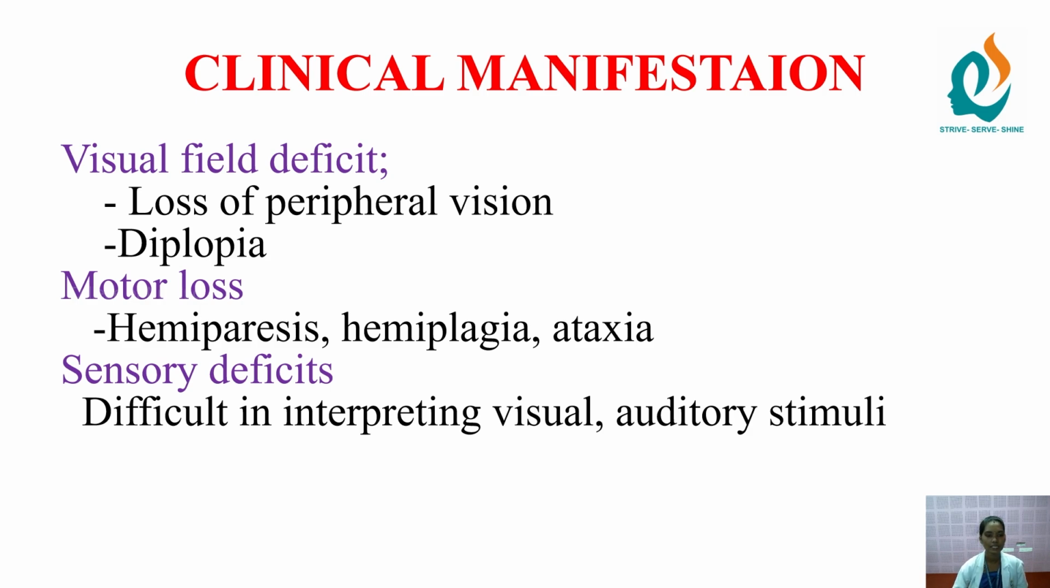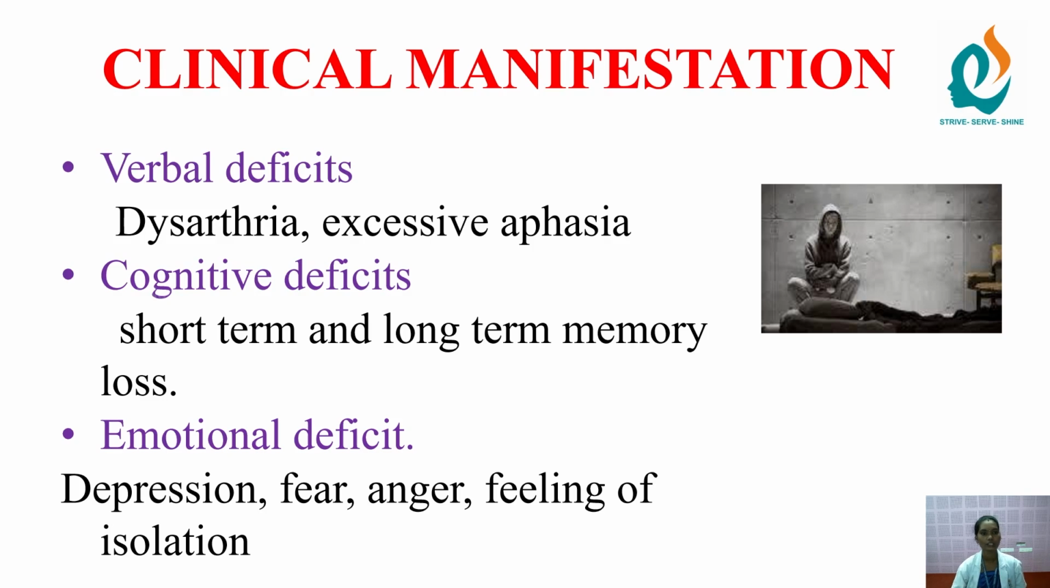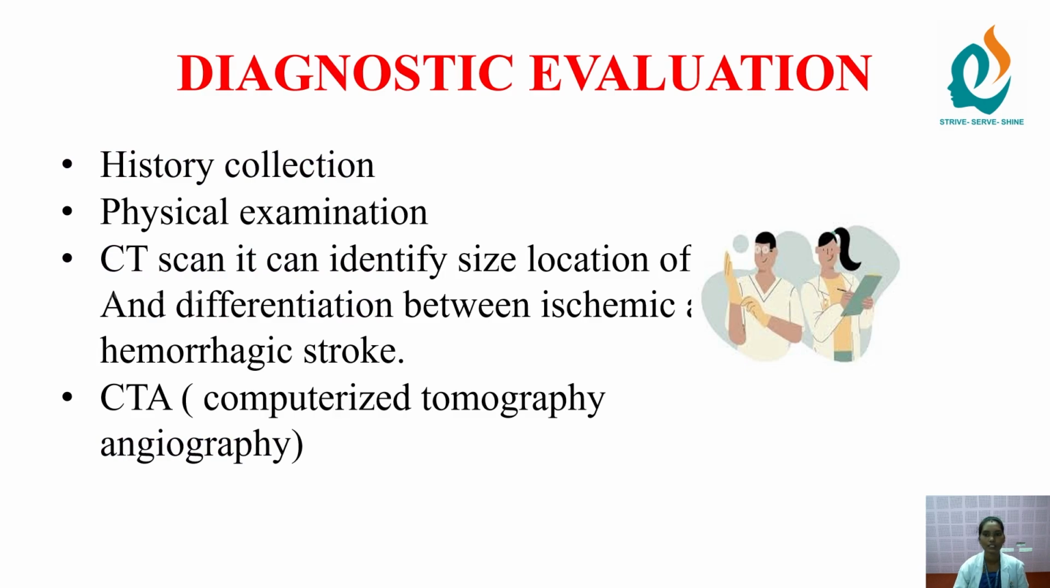And next is the sensory deficit, which is difficulty in interpreting visual and auditory stimuli. Next is the verbal deficit: dysarthria and expressive aphasia. Next is the cognitive deficit: short-term and long-term memory loss. Next is the emotional deficit: depression, fear, anger, and feeling of isolation. And next is the diagnostic evaluation. The first one is history collection.